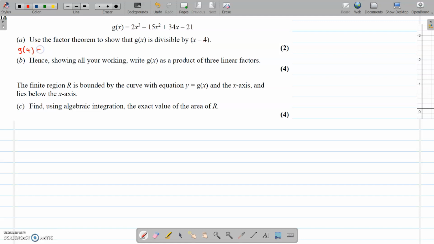So g of 4 does not equal 0, okay? That's a mistake. It should have been a different number. It should have been 3 in the question, not 4.